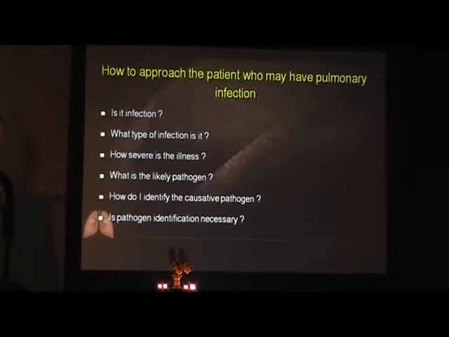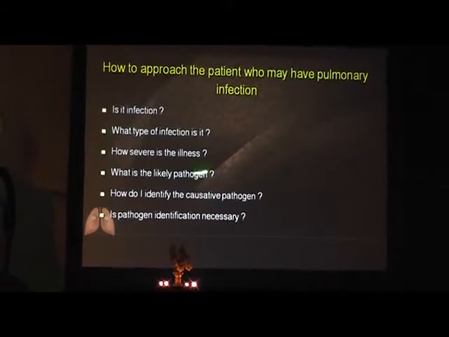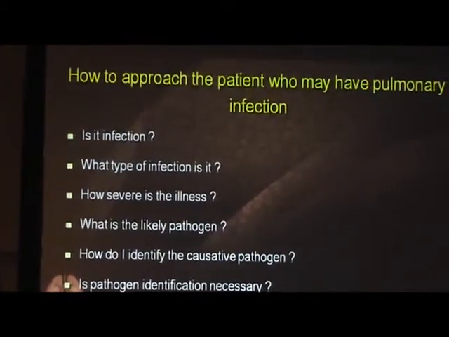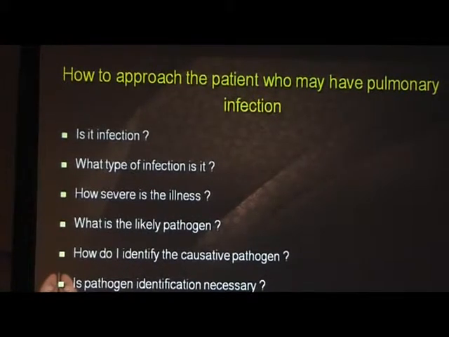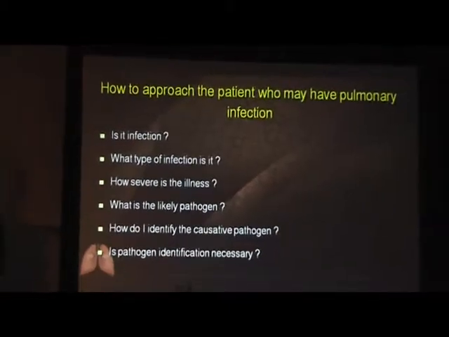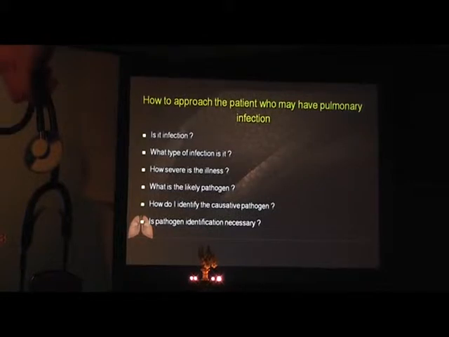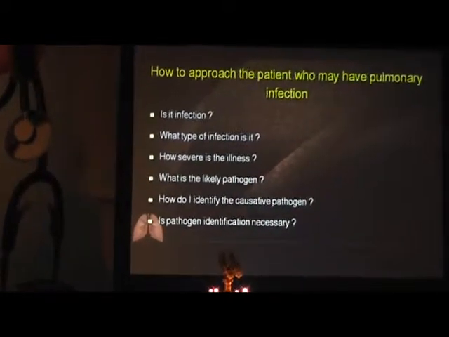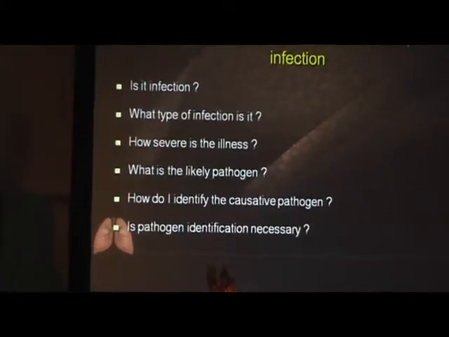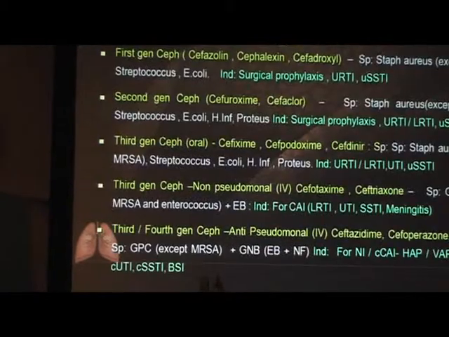So how do you approach an infection by itself? The first thing is to find out, is it an infection? What is the type of infection? How severe is the illness? And I think the use of severity parameters, like the CURB-65 or the SMART-COP, for example, are very simple things that we can look at to tell us what it's like. How do I identify the causative pathogen? Is pathogen identification necessary? I think a lot of people will be asking us this question. In a country like India, do we really need to go searching behind this so-called organism that has become so elusive to us today? So I think we need to look at everything.